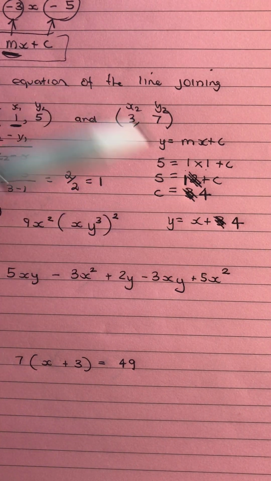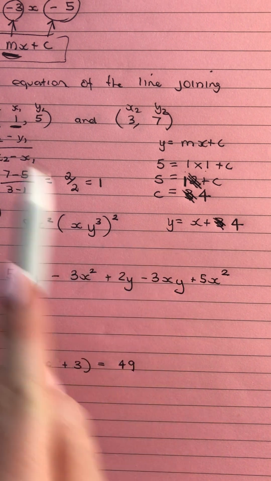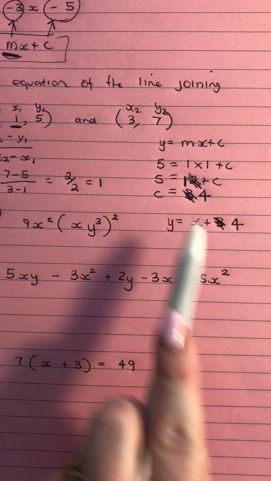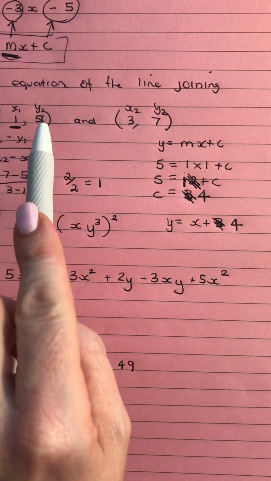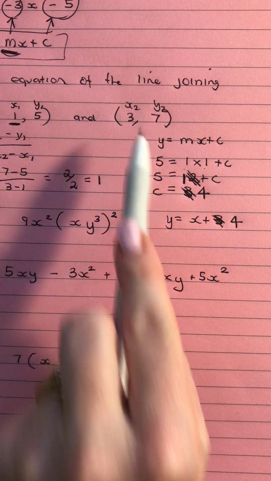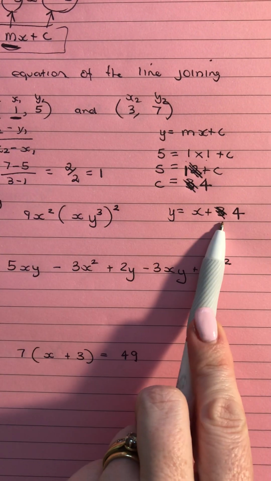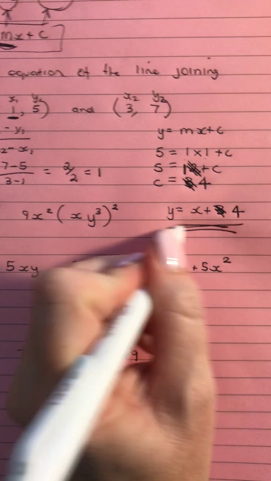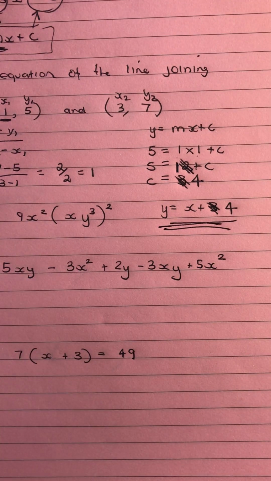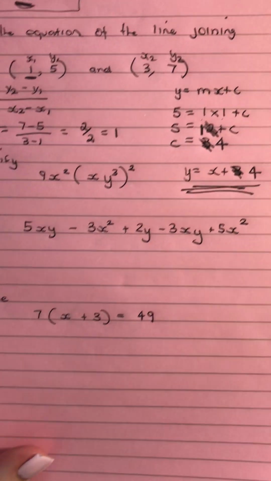And then I could go back and double check that. So then I go to that first coordinate, x plus 4. 1 plus 4 is 5. Yes, it works for that coordinate. Does it work here? 3 plus 4 is 7. Yes, it does. So I've got my equation. So always do that little check at the end.